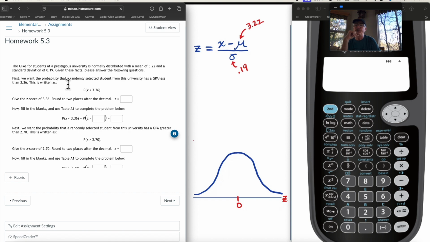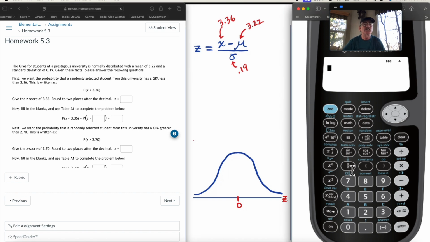First, we want the probability that a randomly selected student from this university has a GPA less than 3.36. So this is written as P, the probability that X is less than 3.36. Okay, first we need to find the z-score of 3.36, and it wants it to two places after the decimal. So our value of X here is 3.36.